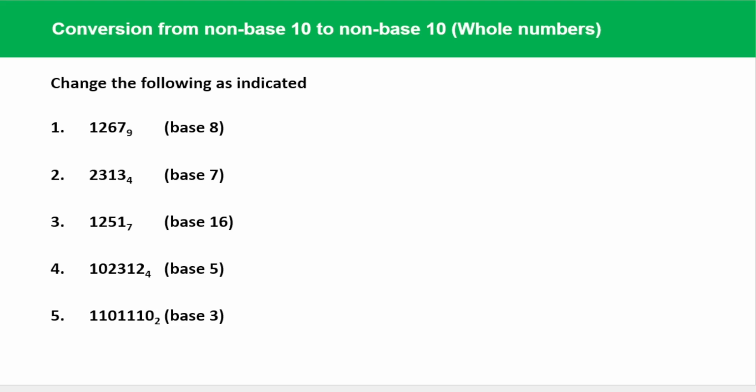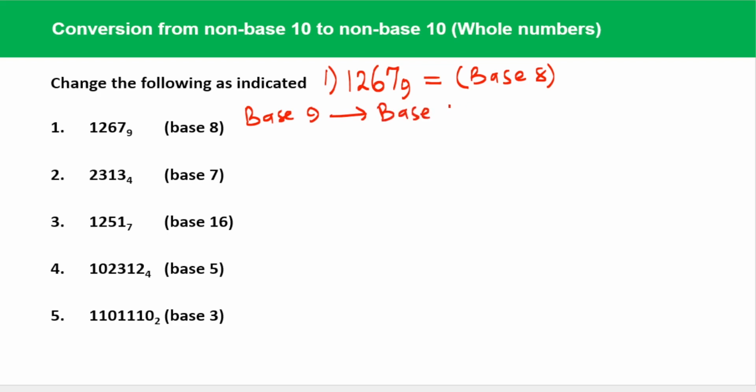Number 1. 1267 base 9. We are required to change this to base 8. Please note that you cannot change directly from base 9 to base 8. The first thing to do here will be to change first to base 10. So from base 9 we'll change first to base 10, and then from base 10 we'll change finally to base 8.